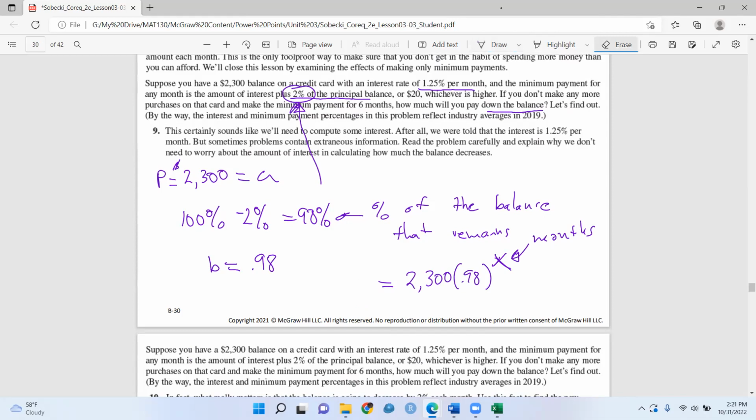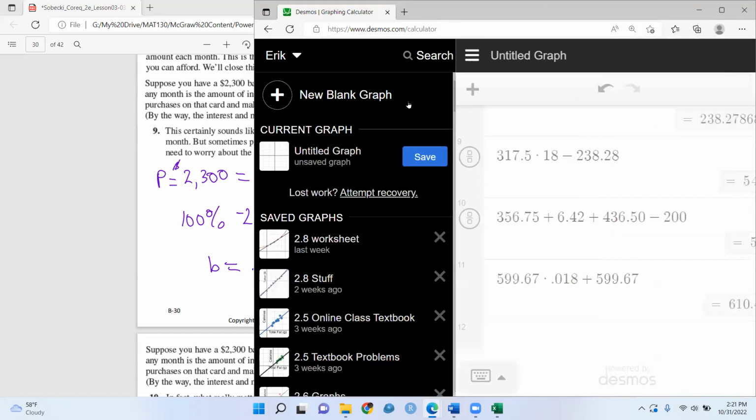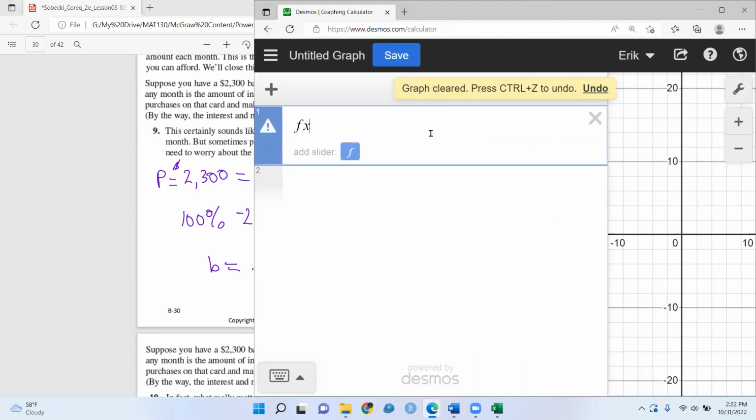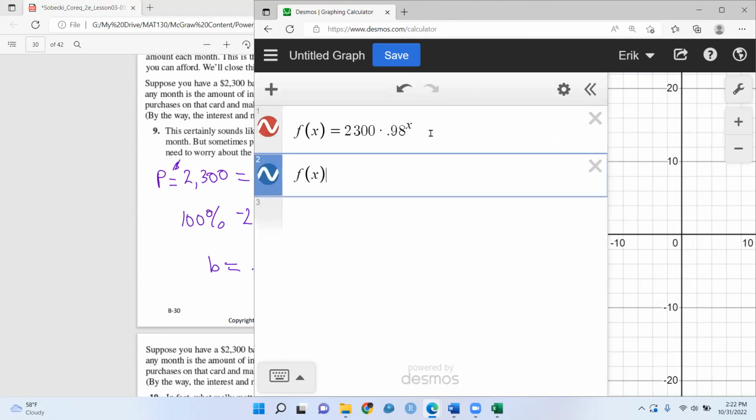Now, you already may recall that I love function notation. So I could just do f of 6, and this would be the remaining balance. Let's scamper over to Desmos and do that. Let's get a new graph. So I'm going to do f of x equals 2300 times 0.98 raised to the x power, and I want to know how much of the balance remains after 6 months. $2,037.44.